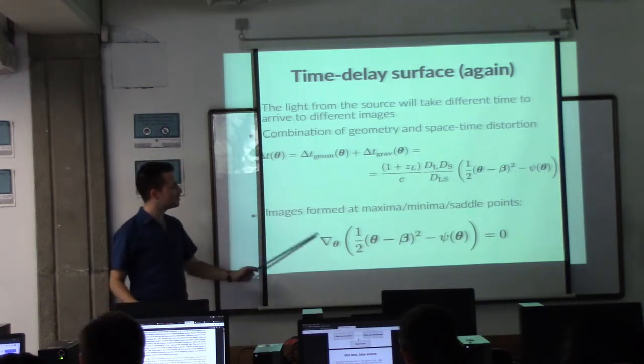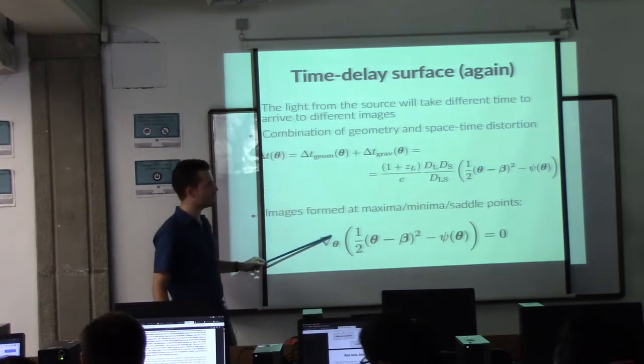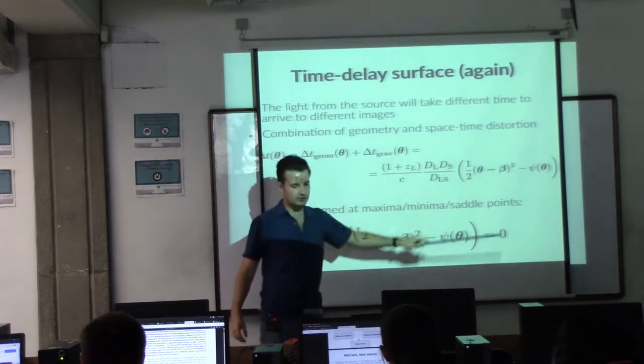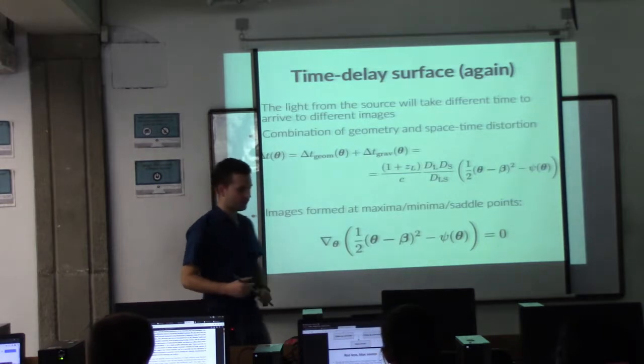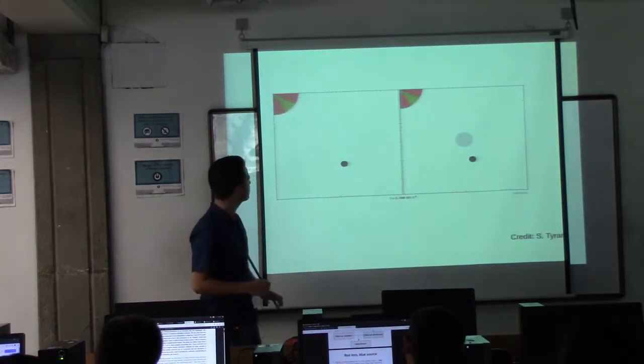And as we saw, images are formed at the critical points of this equation, so basically to solve it, the gradient of this term needs to be equal to zero. Here is a short movie as a reminder, if this works.